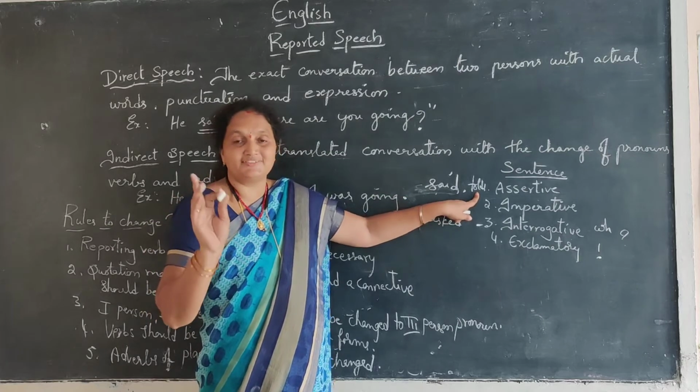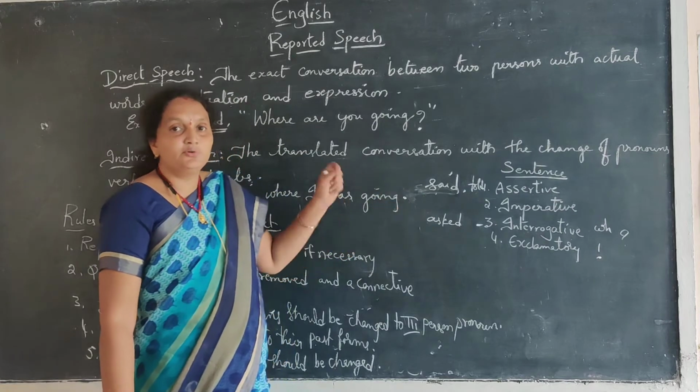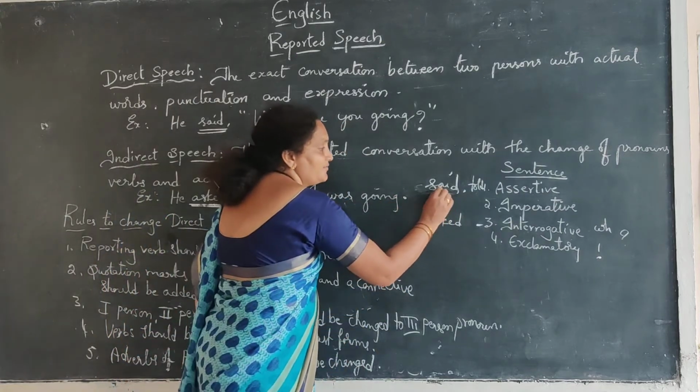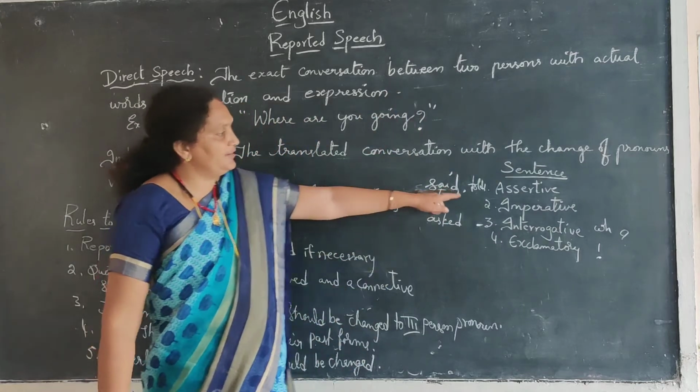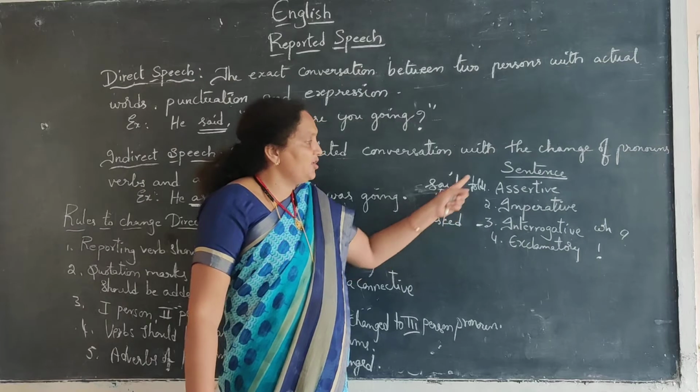You should not use that. That's wrong. I said to him is equal to I told him. Told means said to. Said to is equal to told. So when it is an assertive sentence, we should use said to or told.